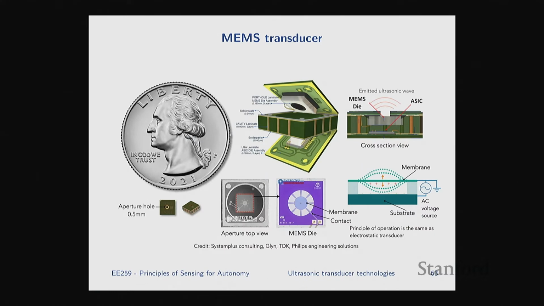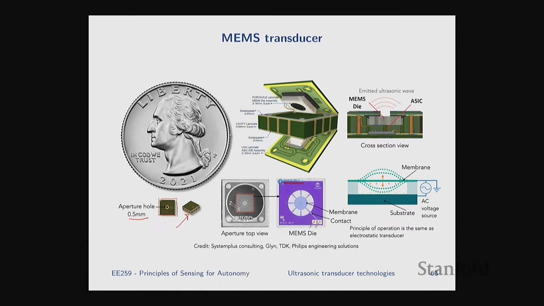And finally, there's the MEMS. And here, again, you get a sense of the scale. You see how much smaller MEMS is compared to the other two. I mean, it's really, really tiny. And the aperture hole on this particular device is just half a millimeter. And there is a lot actually packed into this tiny package that's just a few millimeters by a few millimeters.